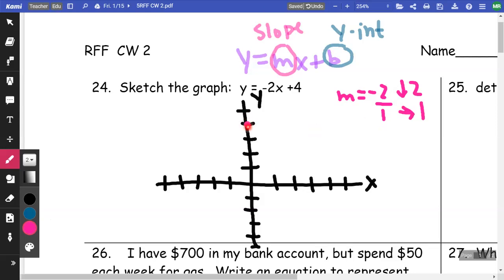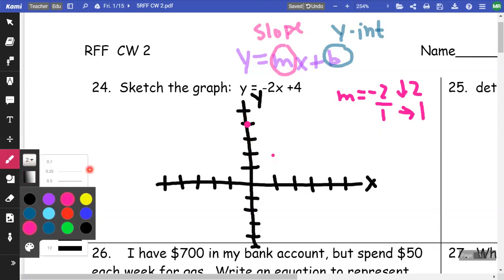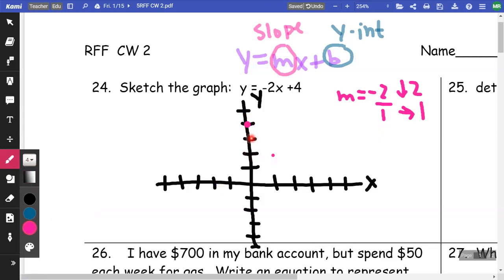So I'm going to go down 1, 2, right 1. Let me make that a little thicker. Okay, so down 1, 2, right 1, down 1, 2, right 1, and so on. And I'm going to connect it. And there's my line. And since it's a negative slope, it should be a decreasing line, and it is.